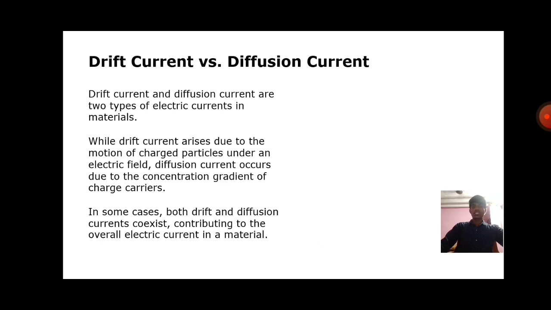Drift current versus diffusion current. Drift current and diffusion current are two types of electric currents in a material. While drift current arises due to the motion of charged particles under an electric field, diffusion current occurs due to the concentration gradient of charge carriers. In some cases, both drift and diffusion current coexist, contributing to the overall electric current in a material.